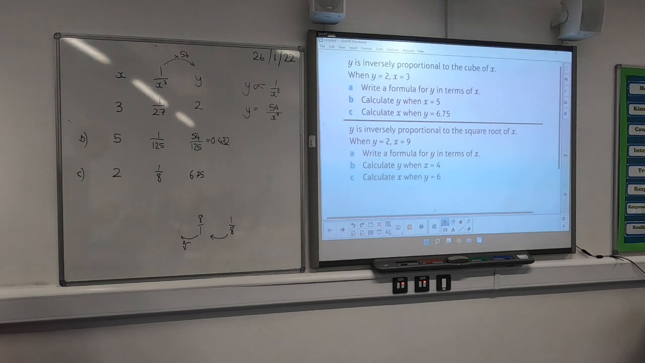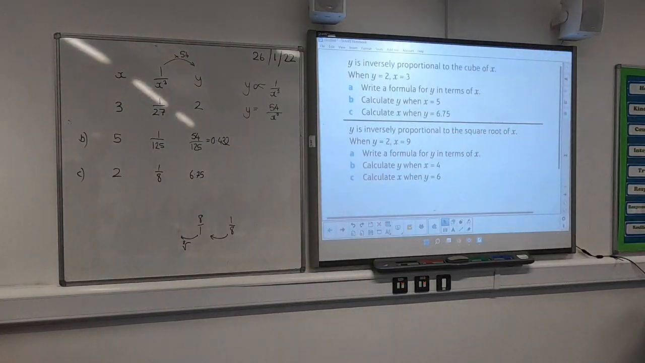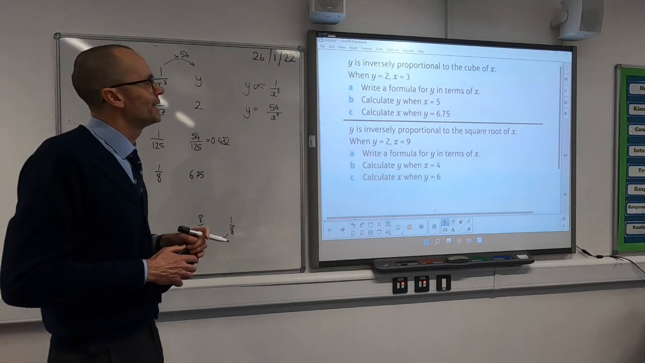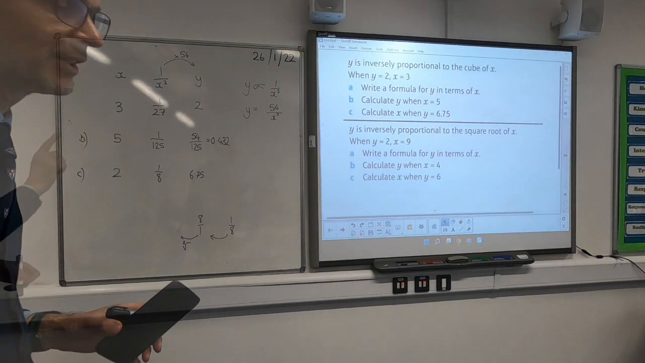So that was the first new sort that we've met today. Y is inversely proportional to the cube of x. I'll just pause at that point and give you a couple of minutes to have a go at the last one, if you haven't finished it off.